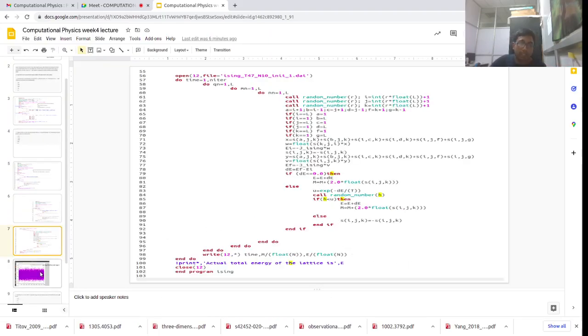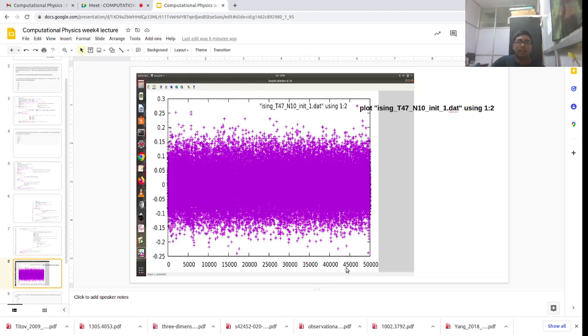Let's see what the output is for this case. Whenever I plot this, I use the GNU plot window to plot these functions, and you have this ising T47 N10 file, and what I have to do is just plot this one using 1:2.